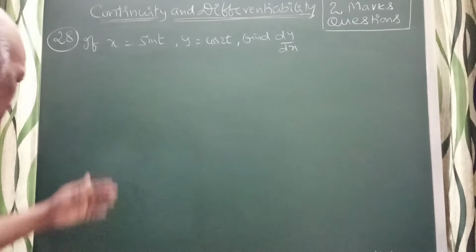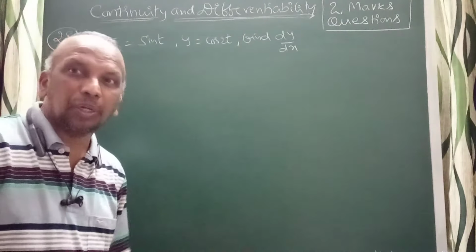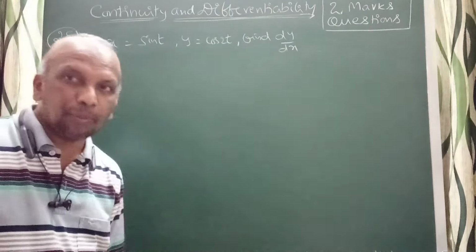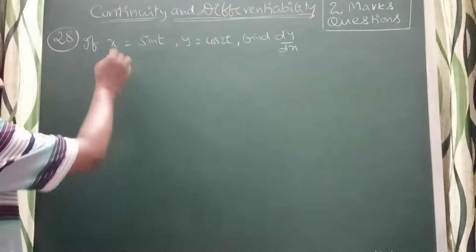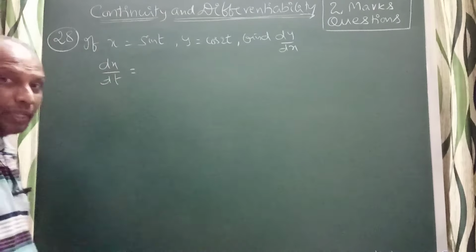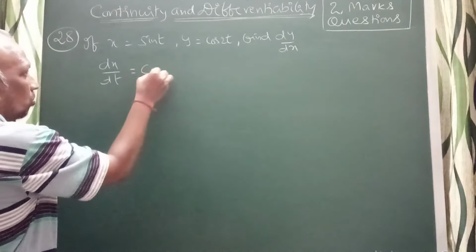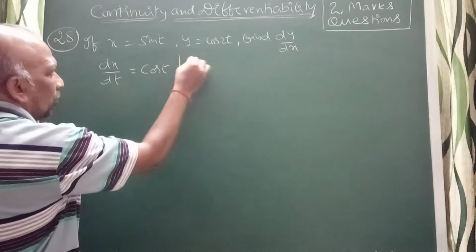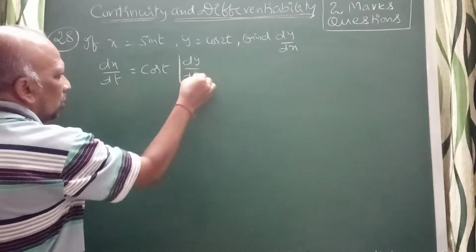Now see this next problem. x equal to sin t, y equal to cos 2t. Then find dy by dx. First I take dx by dt. The derivative of sin t is cos t. Similarly, we take the derivative of this one, dy by dt.